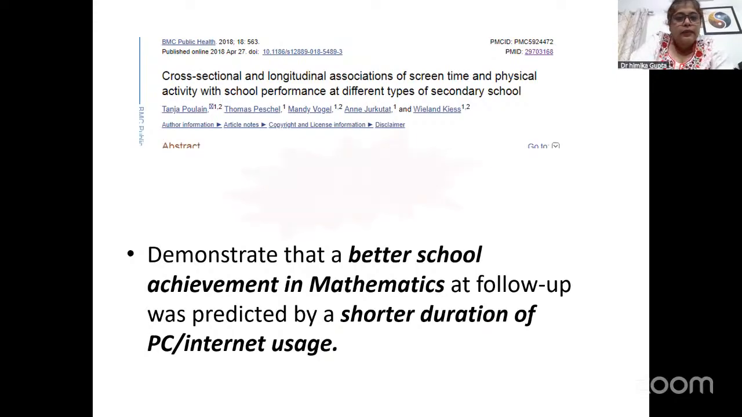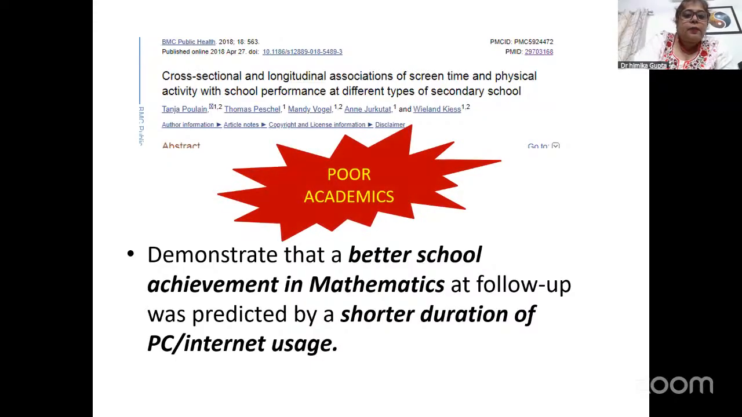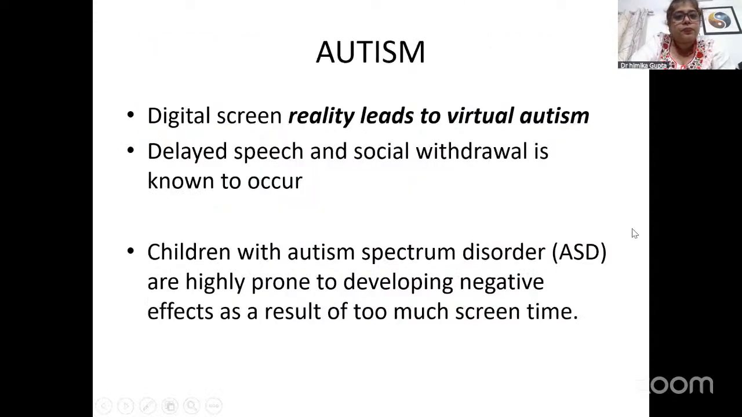Then another study again demonstrated that shorter duration of screen time was associated with a better performance in maths and overall better academics and achievements. The other concept is that of autism, where digital screen reality leads to virtual autism.